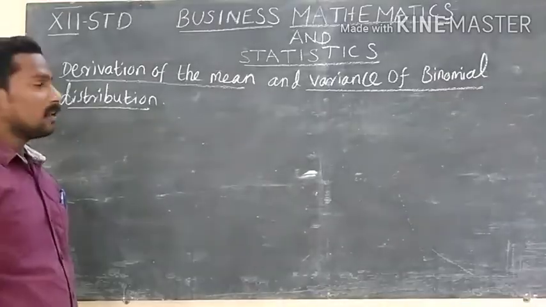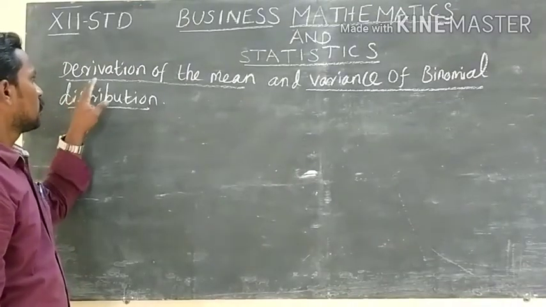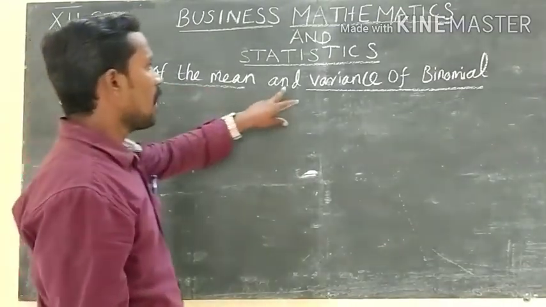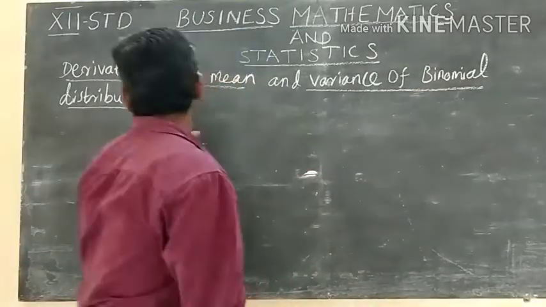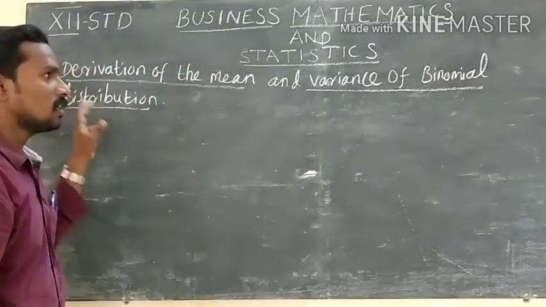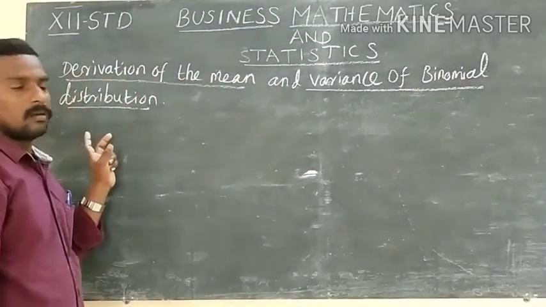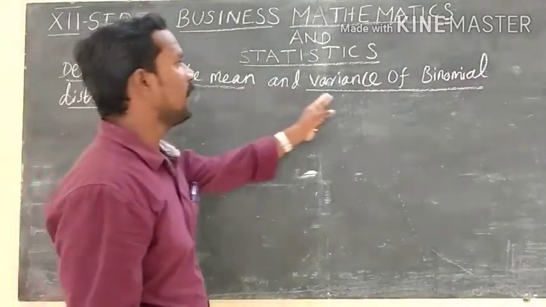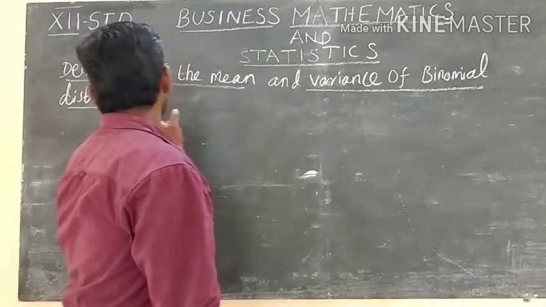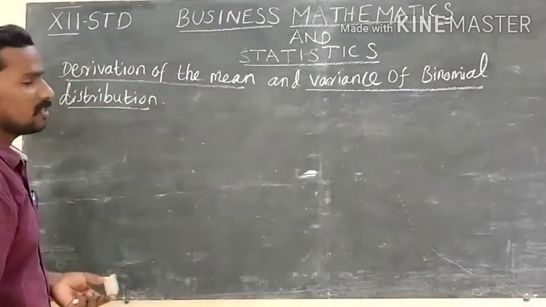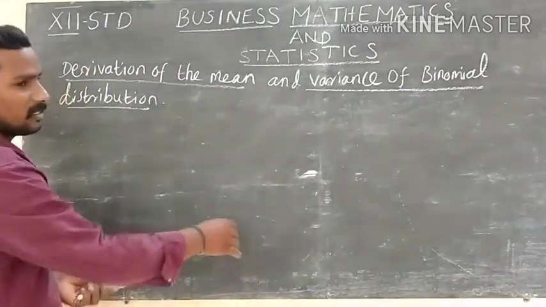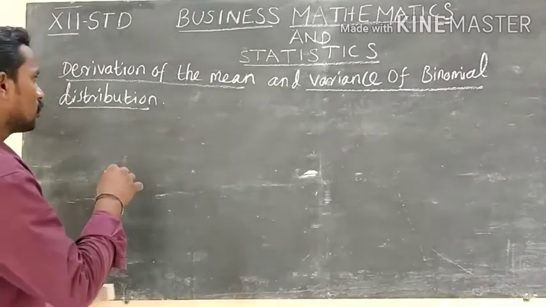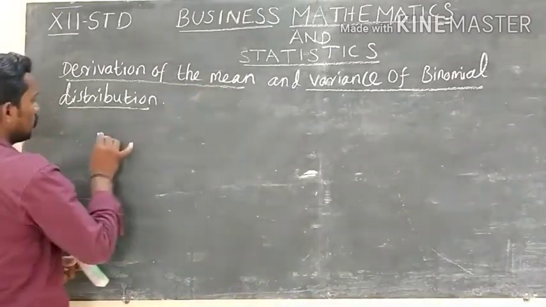Okay, dear students. Next, the derivation of the mean and variance of the binomial distribution. This is an important 5 mark question, so listen carefully. The derivation is the most important question. Okay. First, find out the mean.